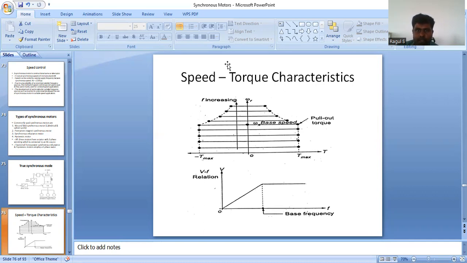In this graph, once you reach the maximum torque, the frequency is not adjusted. Once the torque is constant, the frequency does not affect the torque.